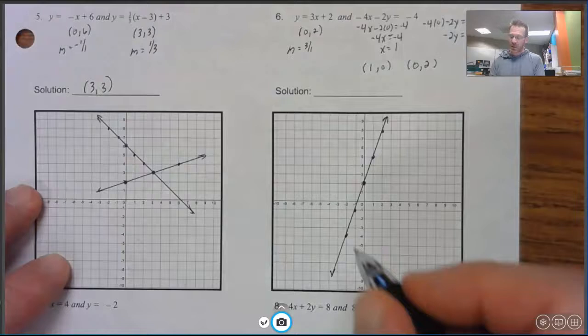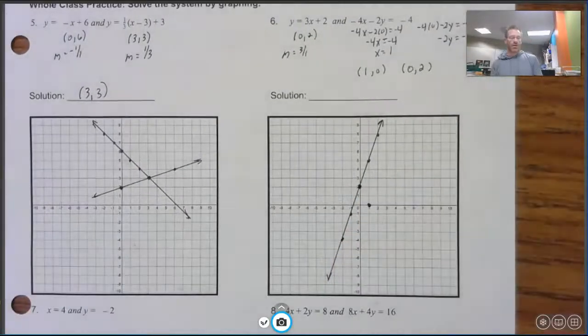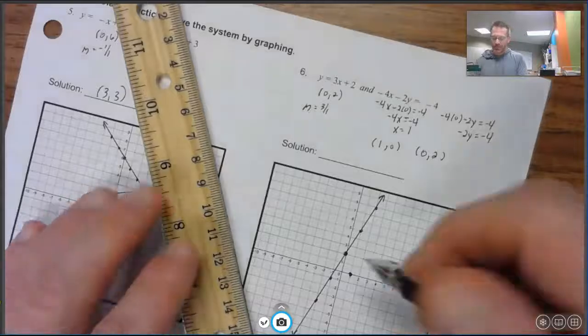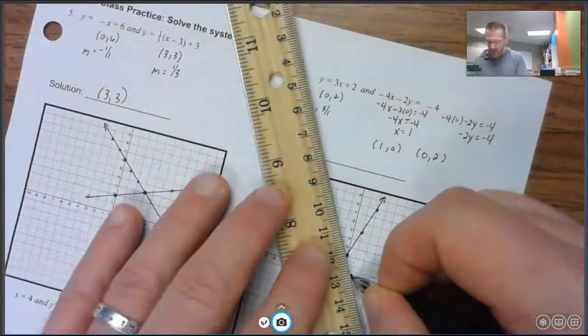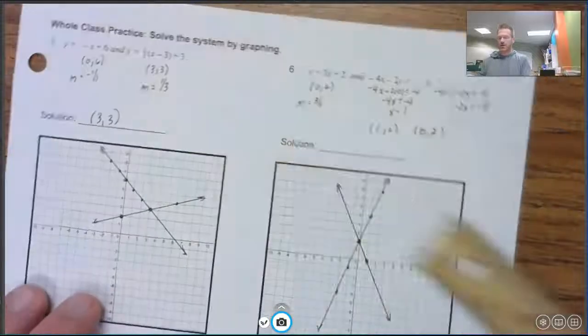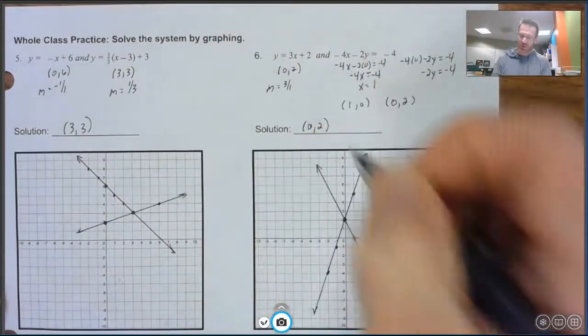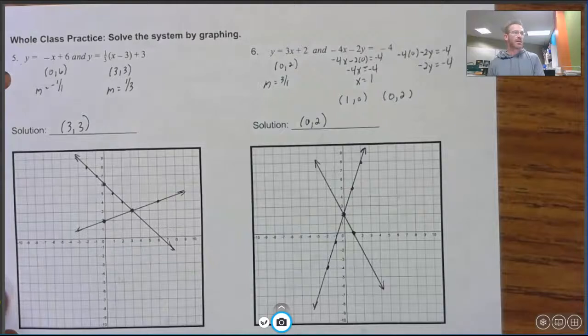And notice what happens. Once again, my x-intercept is 1, 0. My y-intercept is 0, 2, a point I had already graphed. So there you go. And I can see by drawing my line through those 2 points that the point of intersection is 0, 2, and that would be my solution.